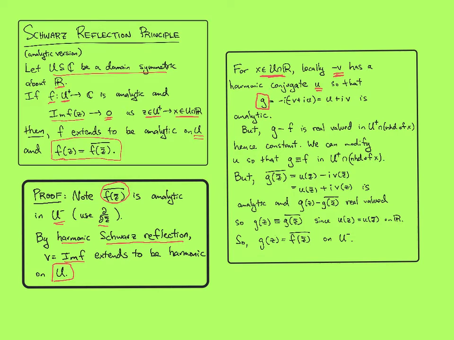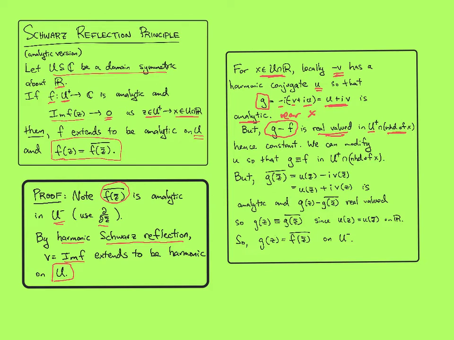Okay, so this function g, negative v plus iu, will be analytic, and I've multiplied by a minus i to make it equal to u plus iv. So this function will be analytic near a fixed point x. But then g minus f will be real valued because g and f have the same imaginary part v. But this only holds in u plus intersect a neighborhood of x.